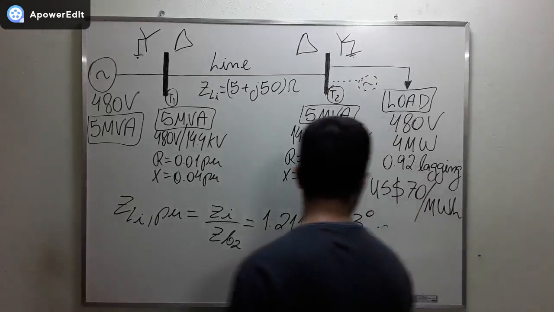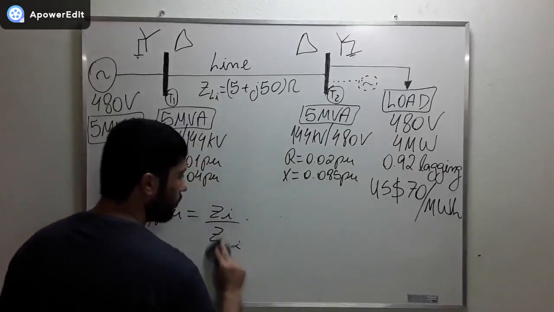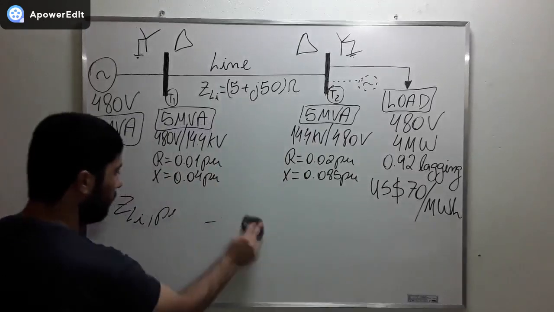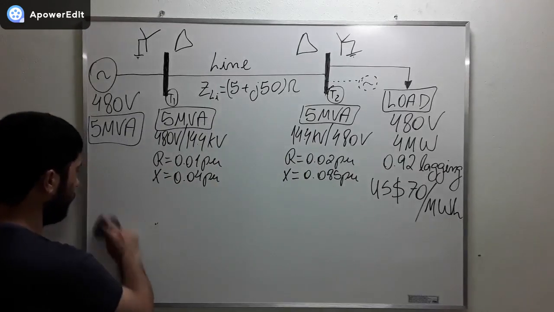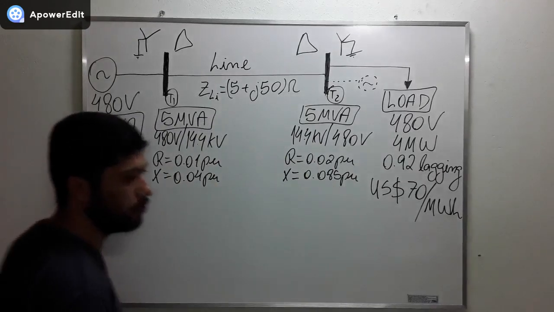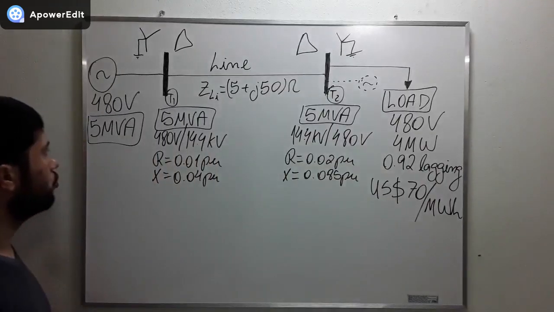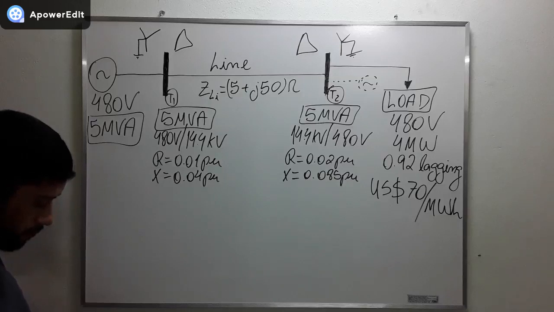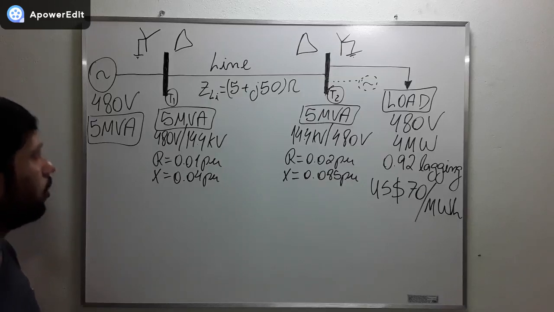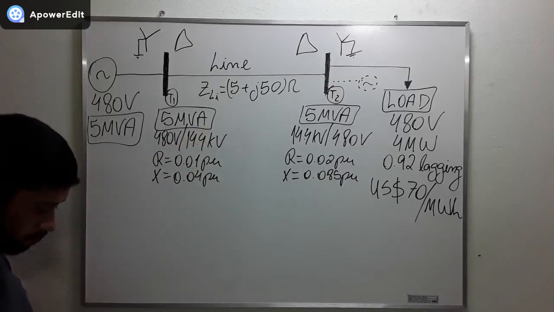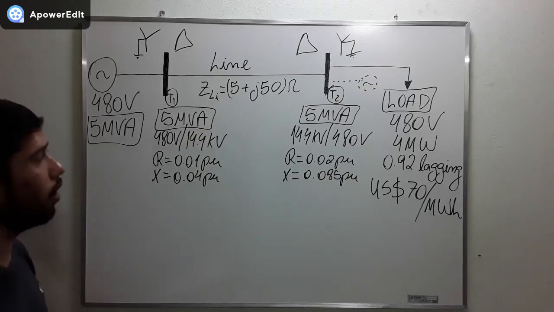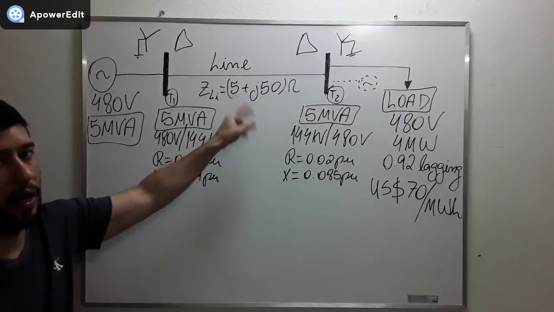Okay. Now that we have everything, we are going to use these values that we calculated to find the losses. First of all, let's use this impedance here to calculate the losses along the line.